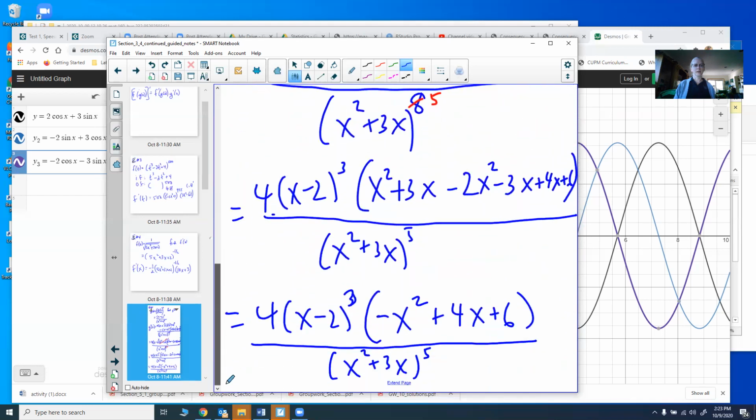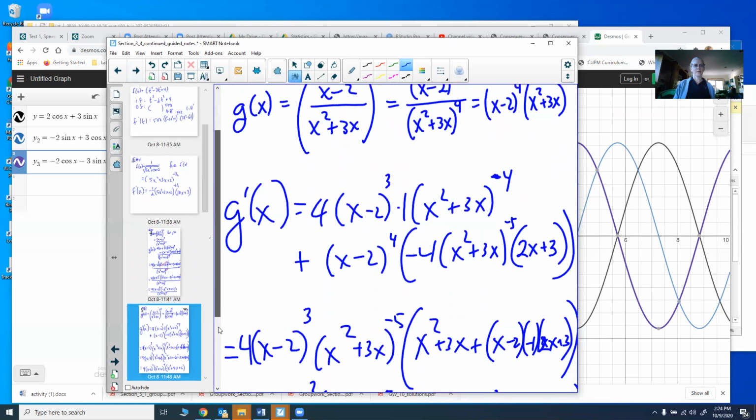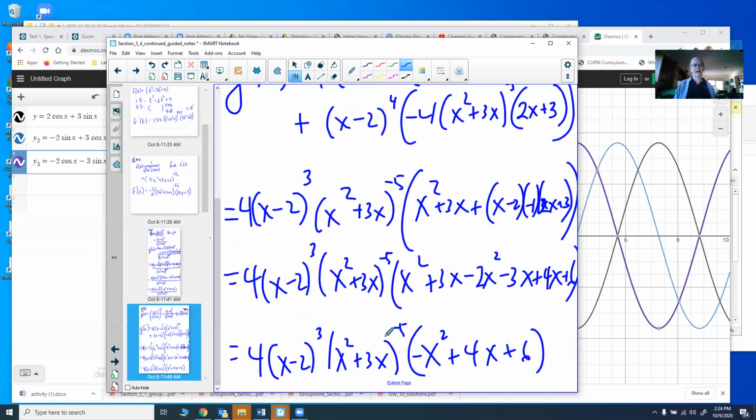Oh, here it is. All right, so notice it's basically the exact same answer. It's just we had a negative exponent here instead of it being in the bottom. So I happen to like using the product rule instead of the quotient rule.